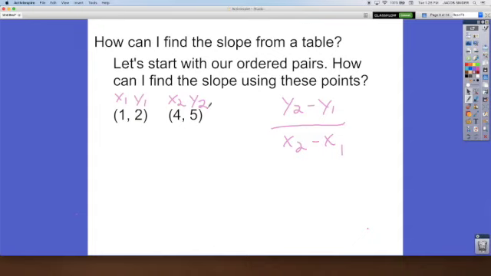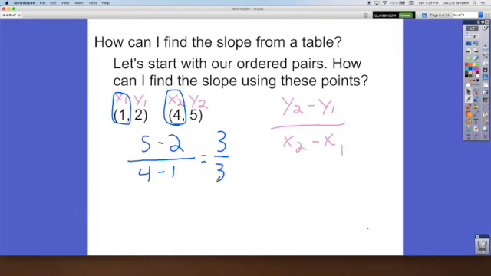And then I just fill in my points, right? So I got y2, which is 5, minus y1, which is 2, all over x2 and x1. And then what does it equal? 5 minus 2 is 3. 4 minus 1 is also 3. So that simplifies to 1 for my slope. Remember how to do that? That really isn't too bad, guys, I don't think. That's the same steps, same thing that we've been doing.